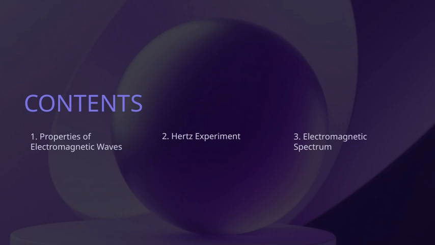Connecting this to the properties of electromagnetic waves, we see how their ability to travel through space without a medium is fundamental. Understanding these properties, including their spectrum, is key to grasping how different types of electromagnetic radiation, from radio waves to gamma rays, are all interconnected within the electromagnetic spectrum.